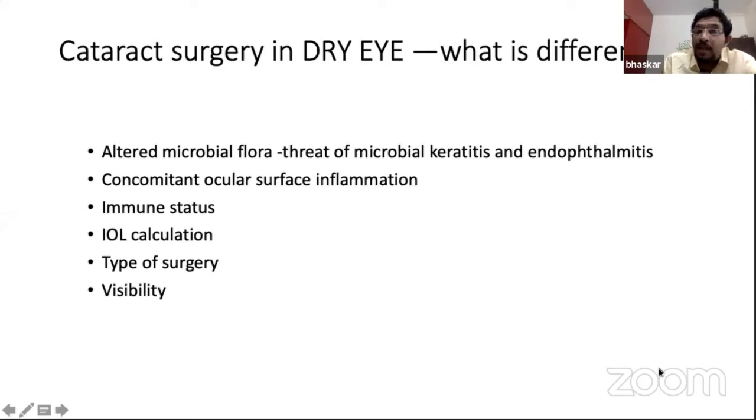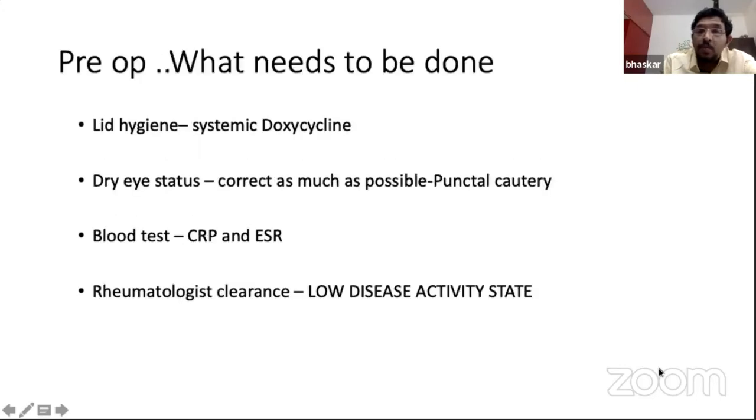You might have issues with IOL calculation. You might have issues with visibility during surgery. So you need to plan a lot more. Also, preoperatively, you might want to address the lids, make sure that there is no blepharitis, which is going to worsen your prognosis post-surgery. And you would want to try to correct the dry eye status as best as possible before you actually go ahead with the surgery. It would be preferable to get what is called as a DAS28 questionnaire, which the rheumatologist will be doing, whether it is with CRP or ESR. And you would want to plan surgery only when the disease activity is low.